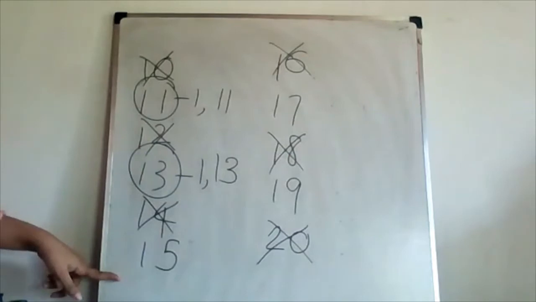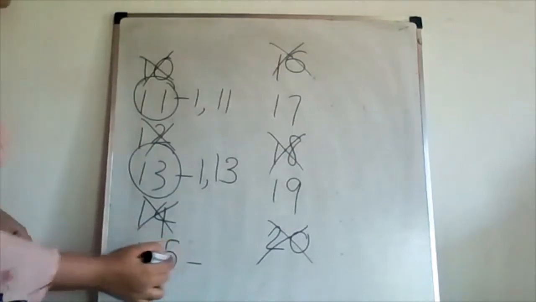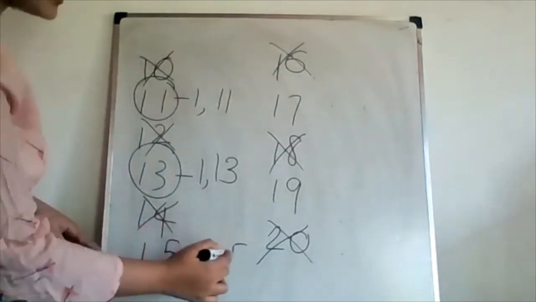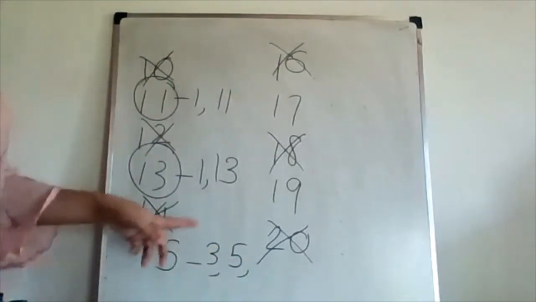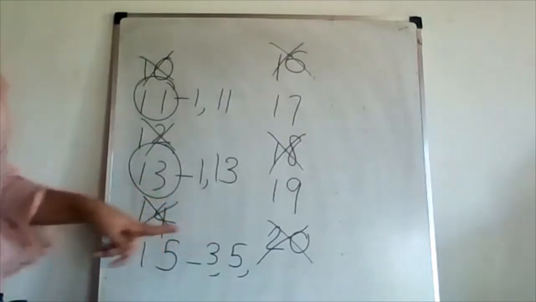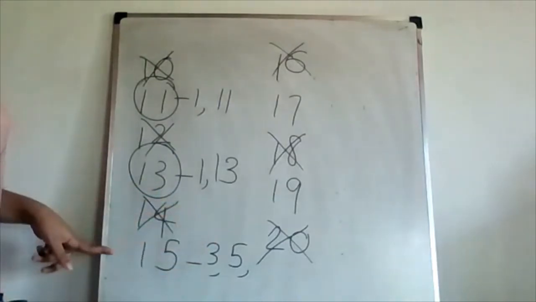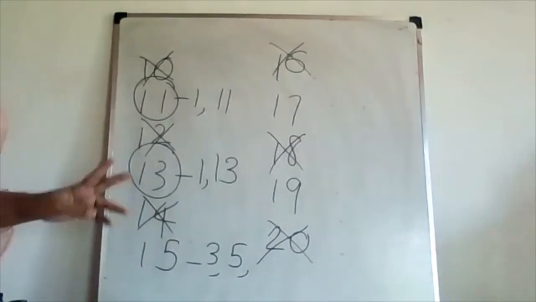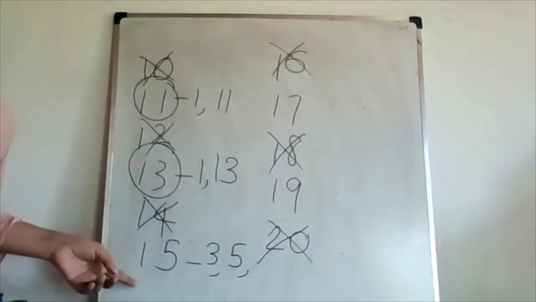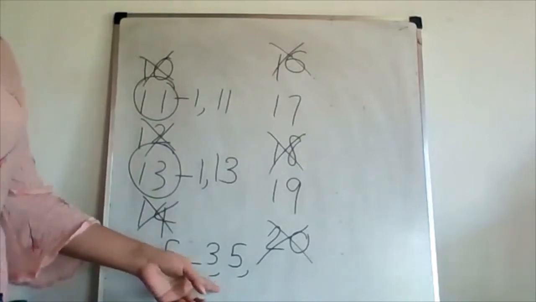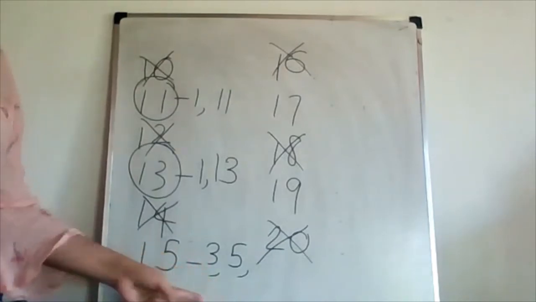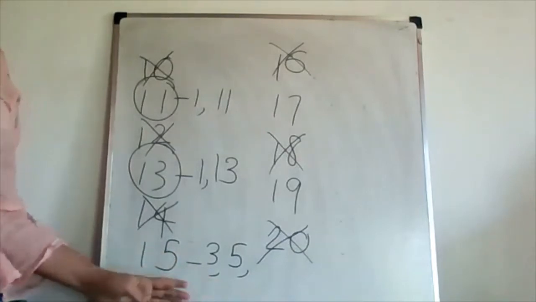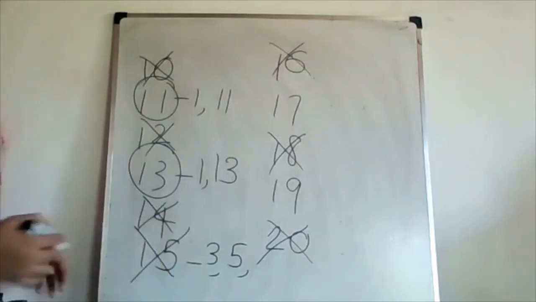After that, let's move on to 15. 15, we know 15 is a multiple of 3 and 15 is a multiple of 5 because 3 into 5 is 15. So that means 3 and 5 are factors of 15. In prime numbers, I have told you that the two factors should be 1 and the number itself. But here we can see this is not 1 and this is not the number itself. This is not 15 and there are two more additional factors here. That means this cannot be a prime number.